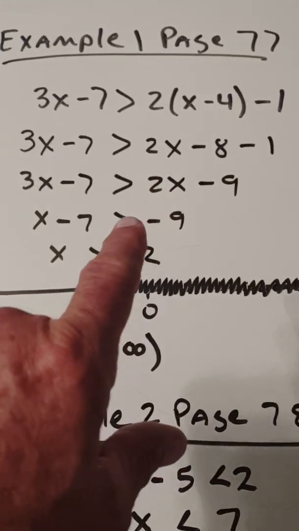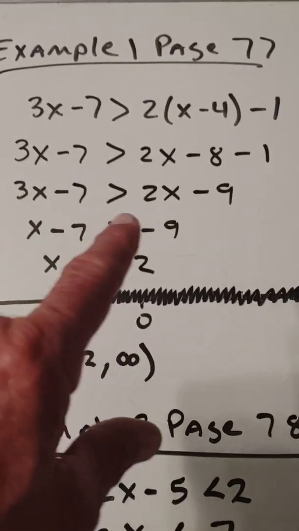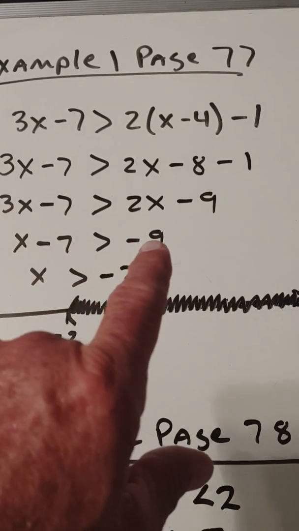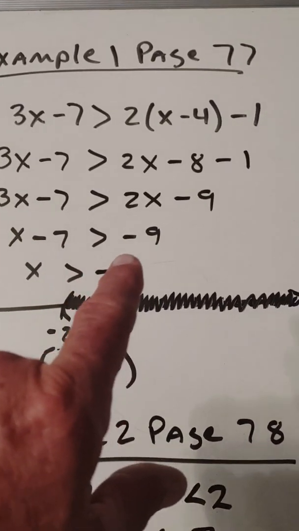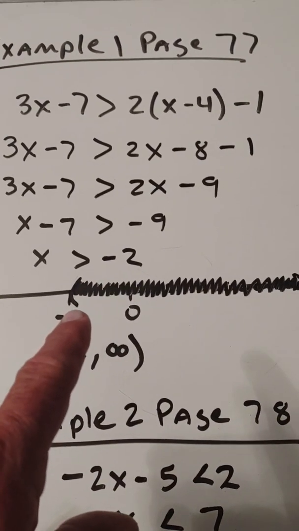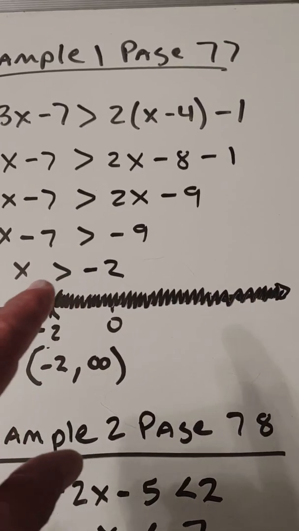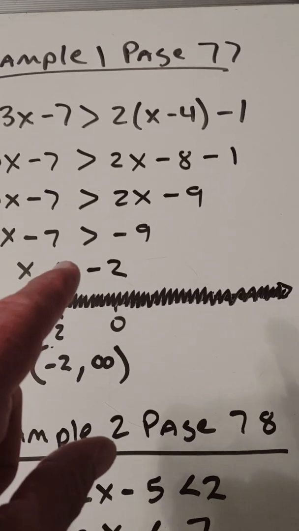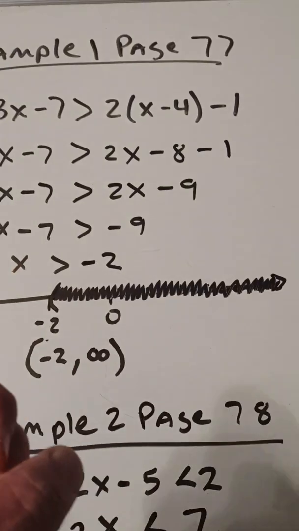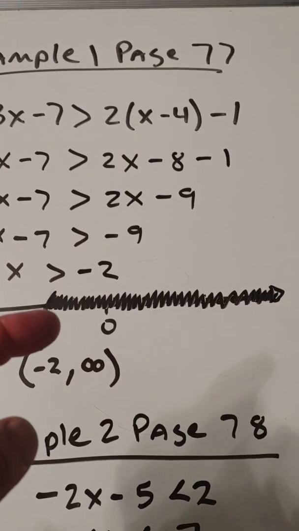Collect like terms. And now notice we're in the same situation that we were in section 1, where the variable is on both sides. So I'm going to subtract the 2x over, which gives me x minus 7 equals negative 9. Add the 7 over, and I get x is greater than negative 2. So that means at negative 2, the arrow is telling me which way to shade. And whenever there's not a line underneath, whenever it's less than or greater than, it's a parentheses going in the direction we're shading. If it's less than or equal to or greater than or equal to, it's a bracket.